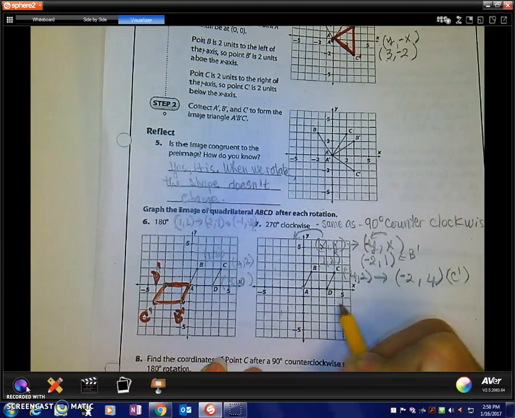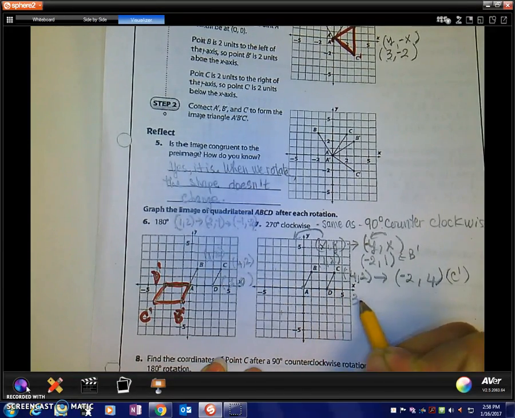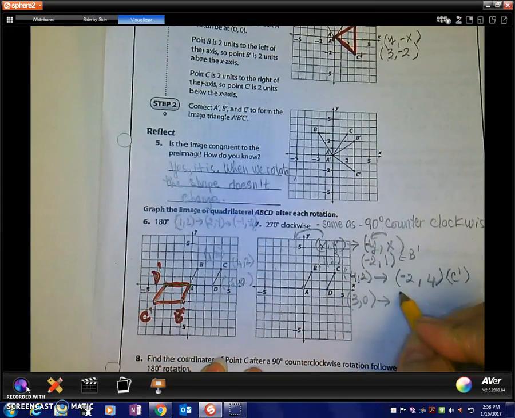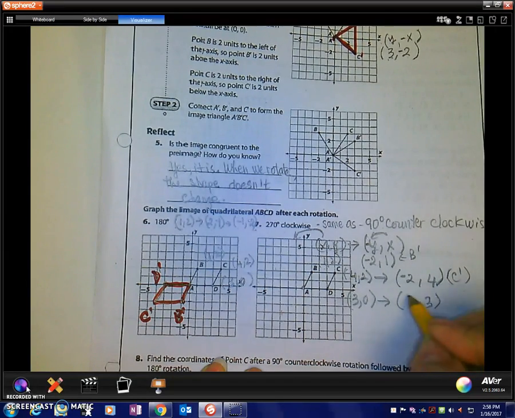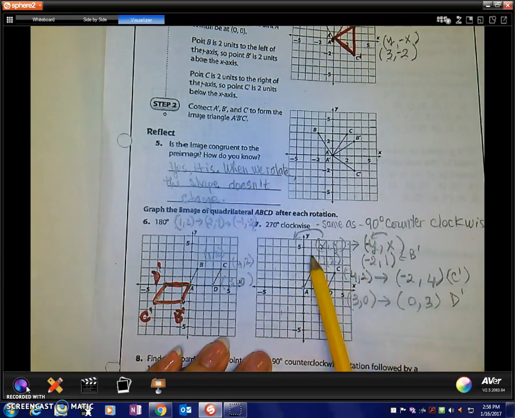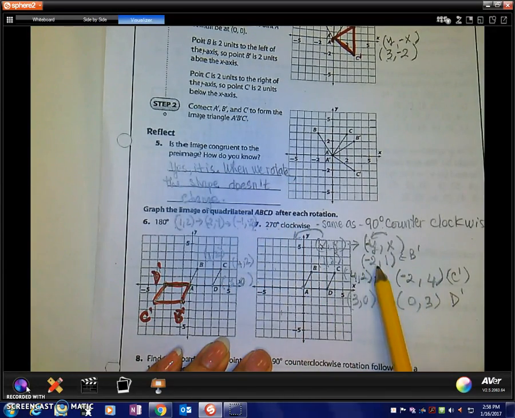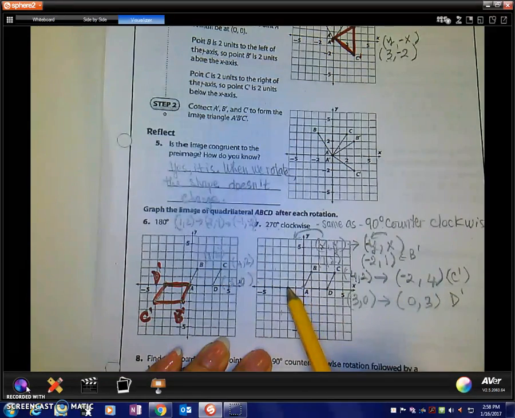How about D? D is (3, 0). So we need to flip them, equal 0, 3, and then this one negative. So negative 0 is still 0. So now we have a new point. Our new point of 270 degrees clockwise is negative 2 and 1. One point is right here.